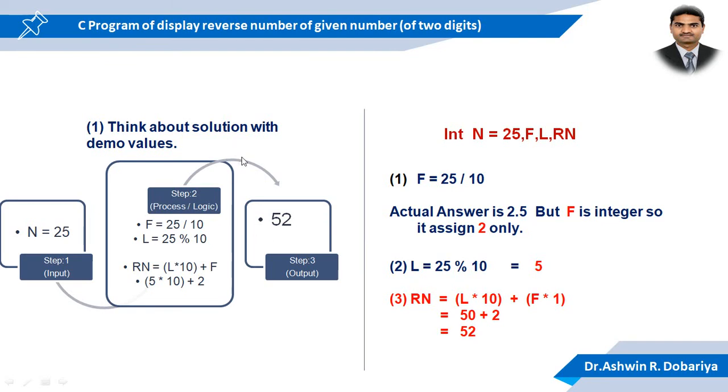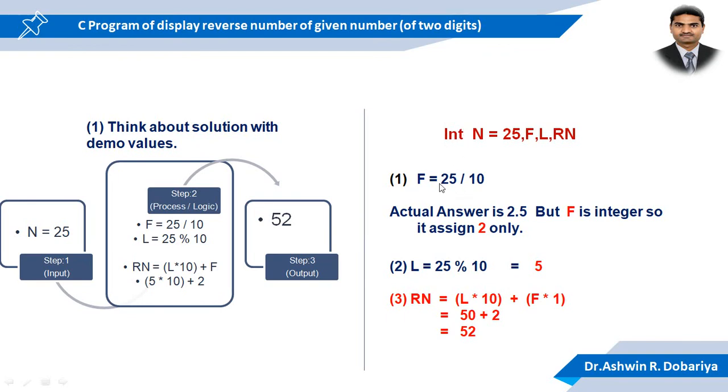So how can we write the program? How many variables do we require? One is the input number, like n. The second variable stores the first digit, the third stores the last digit, and the fourth is the reverse number. So in total we require 4 variables, and the data type is integer.